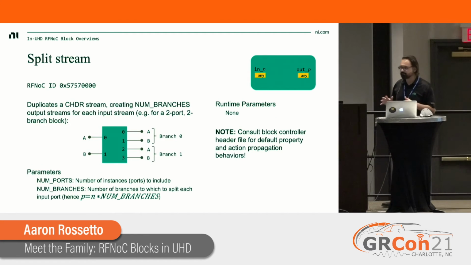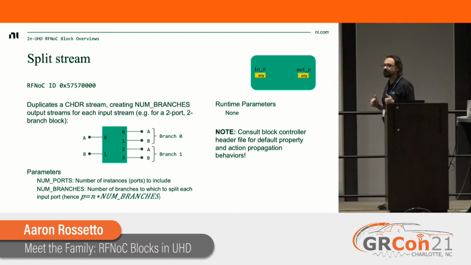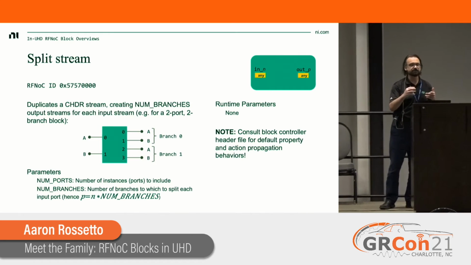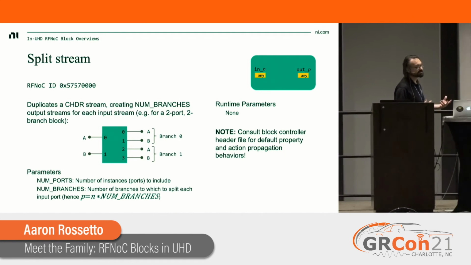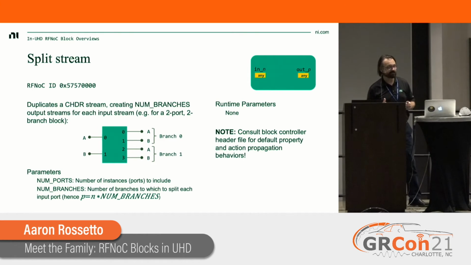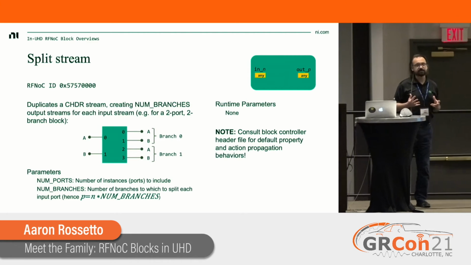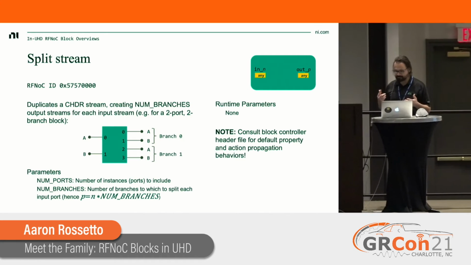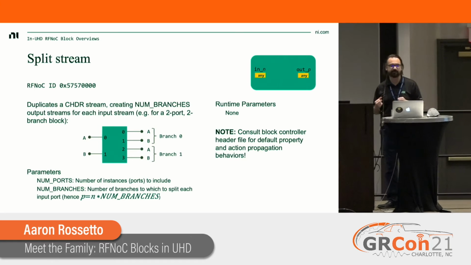The SplitStream block seems conceptually very simple, and it is. Given a number of input ports, it will split out that signal to some number of branches so that you'll end up with number of inputs times number of branches output ports, just repeating that data. And while it sounds very simple, there is a little wrinkle here, and it has to do with the RFNoC architecture and features that we call property propagation and action propagation.